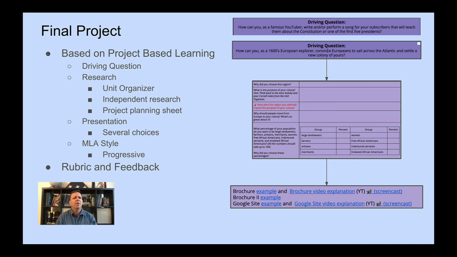Now you might see there's some information there in red. Throughout the course, we do have some extended activities for gifted and talented students, or AAP students, Advanced Academic Placement students. These are questions that kind of extend the knowledge of what they're already learning. In this case, the question is, how does the region you selected impact the purpose of your colony? So the students would think about that, and then they would write a response and hopefully incorporate that into the final project.